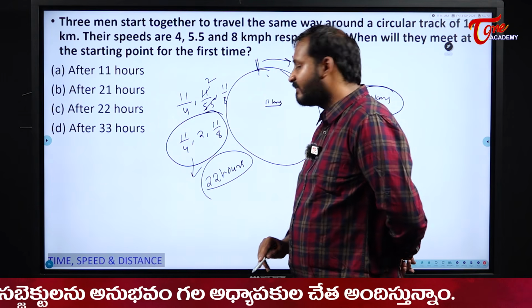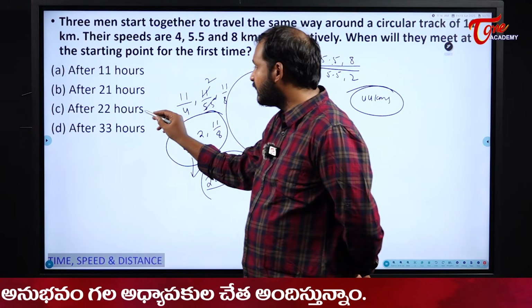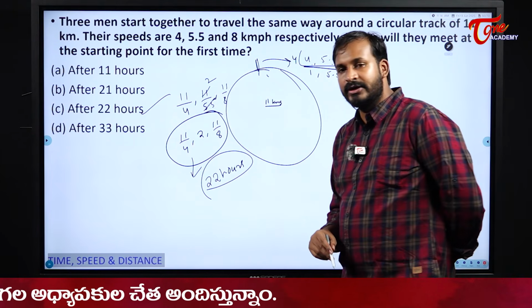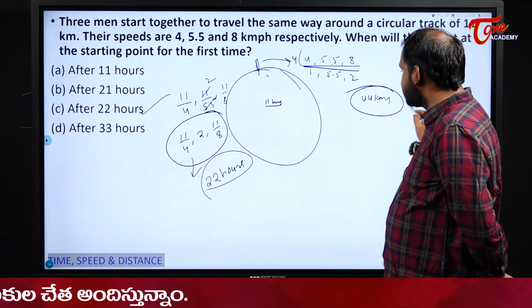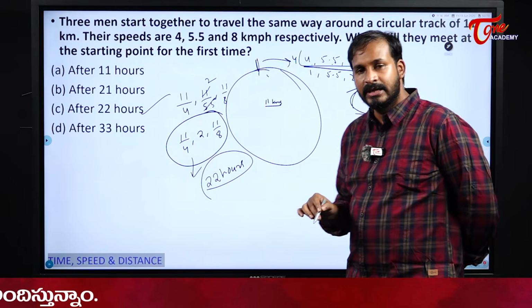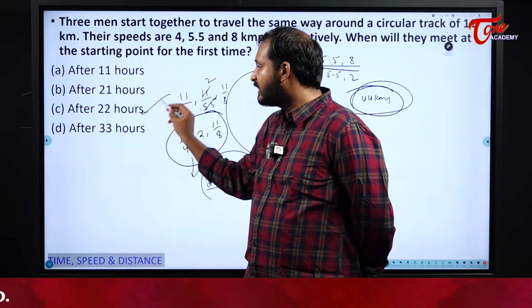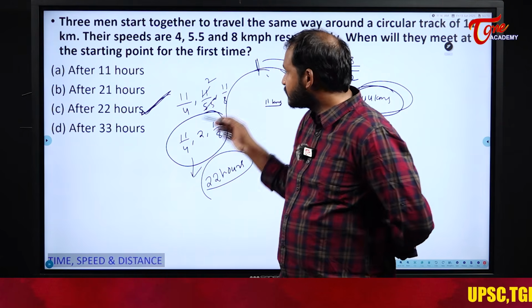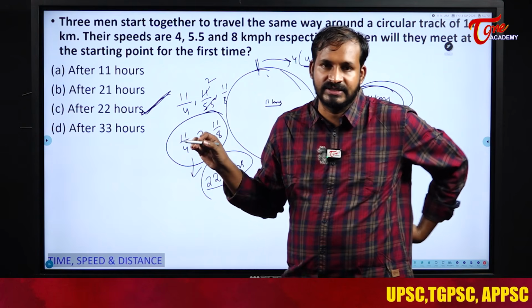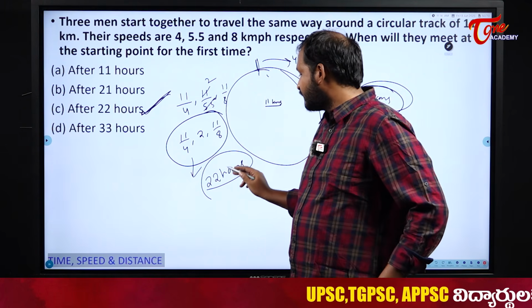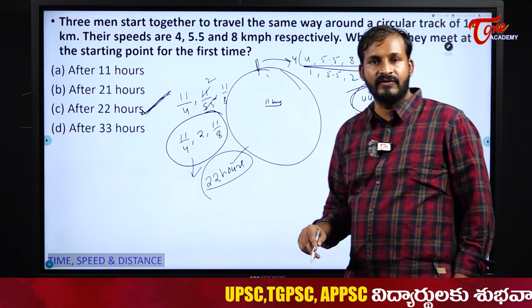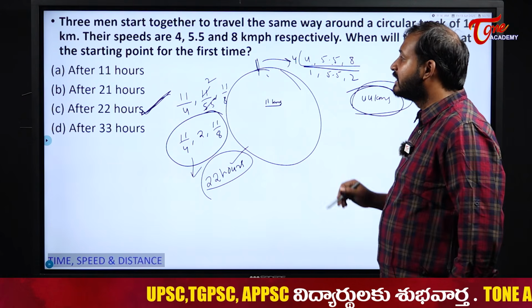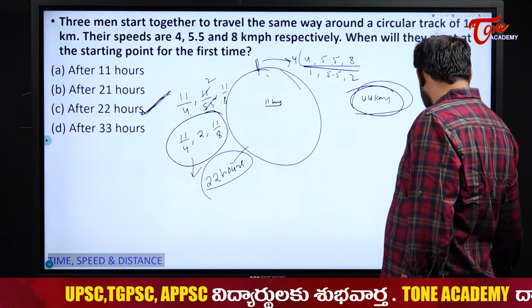So the time taken by them to all meet at the starting point is what? 22 hours. See, the distance they should travel is 44 kilometers, but they are all meeting at the starting point. Definitely they should meet at the starting point only, students. Because of that reason, I found the times here. So what is the answer here? 22 hours. After 22 hours, they are going to meet at the starting point.